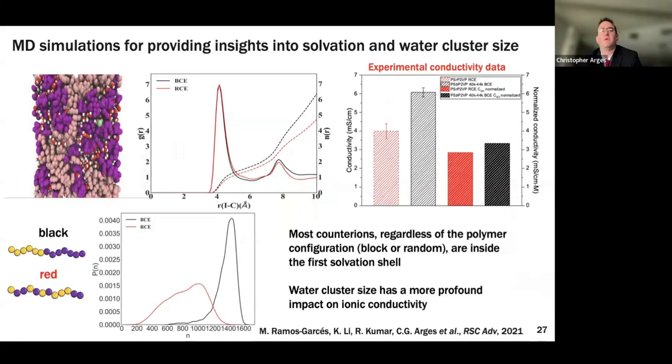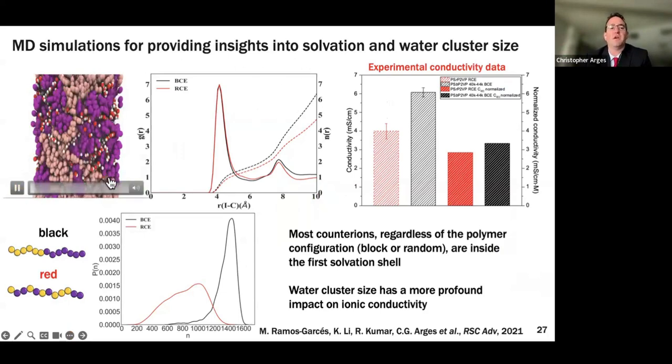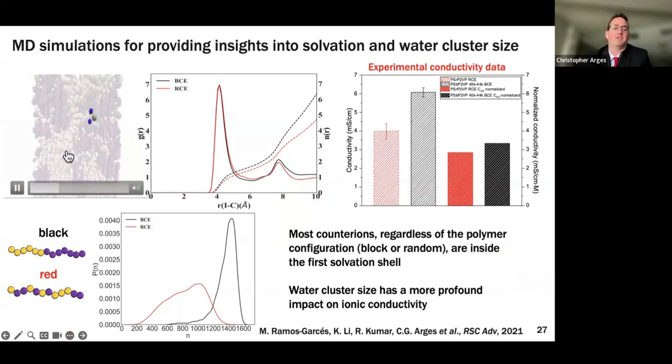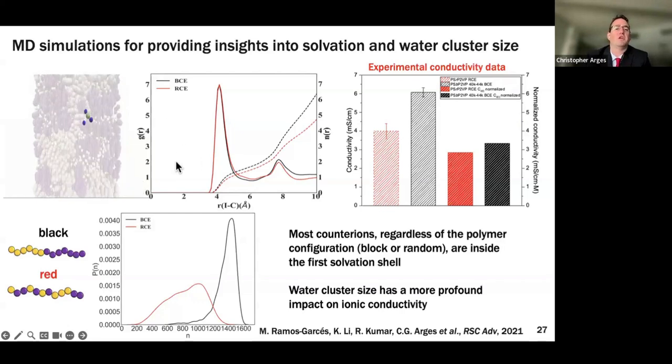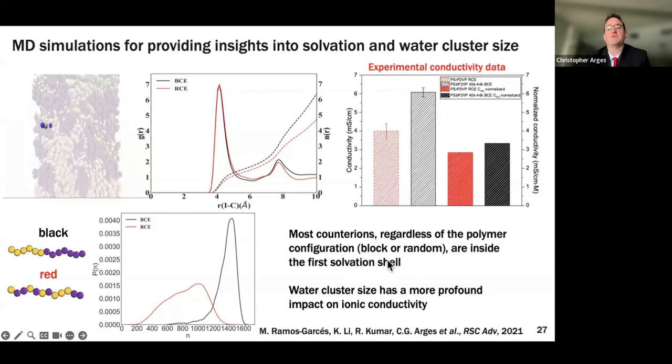So we've collaborated with Revati Kumar at LSU Chemistry, and she runs MD simulations to help provide insights into solvation and water cluster size. Things that she'll get out of here are mean square displacement or the radial distribution function. Notably, if we had a block or random copolymer electrolyte, regardless of the configuration, most of the counterions are in the first solvation shell from these radial distribution functions.